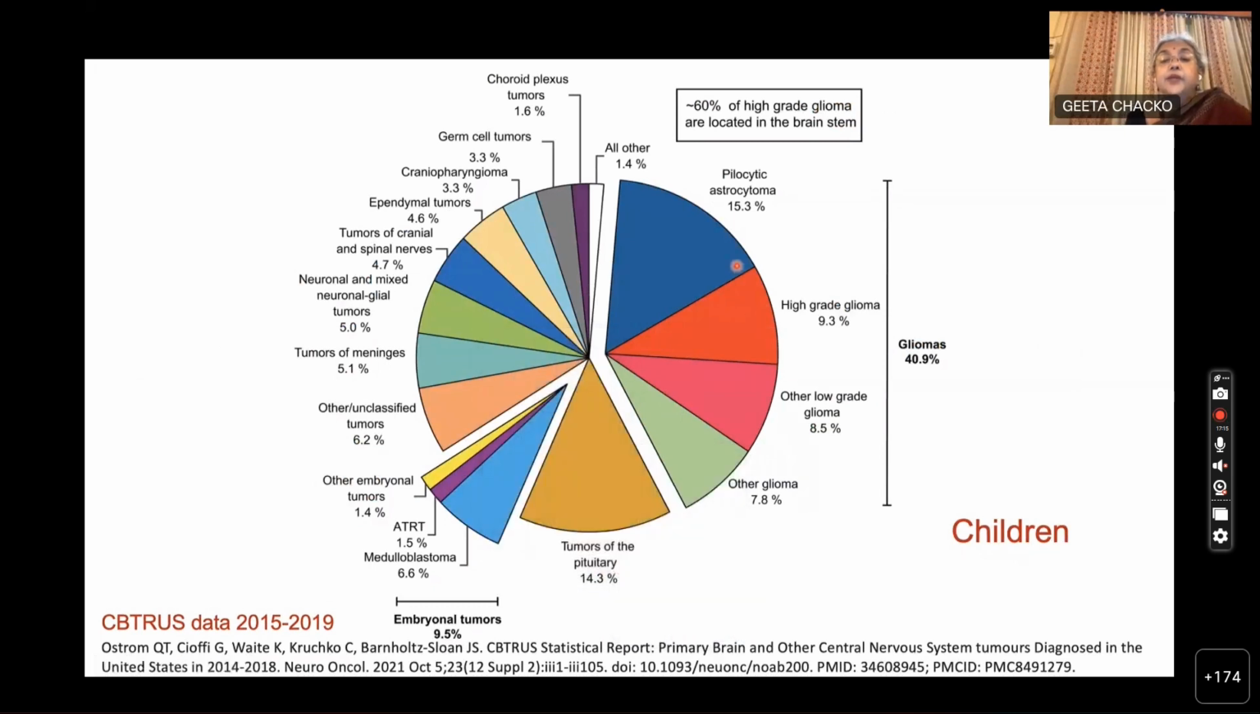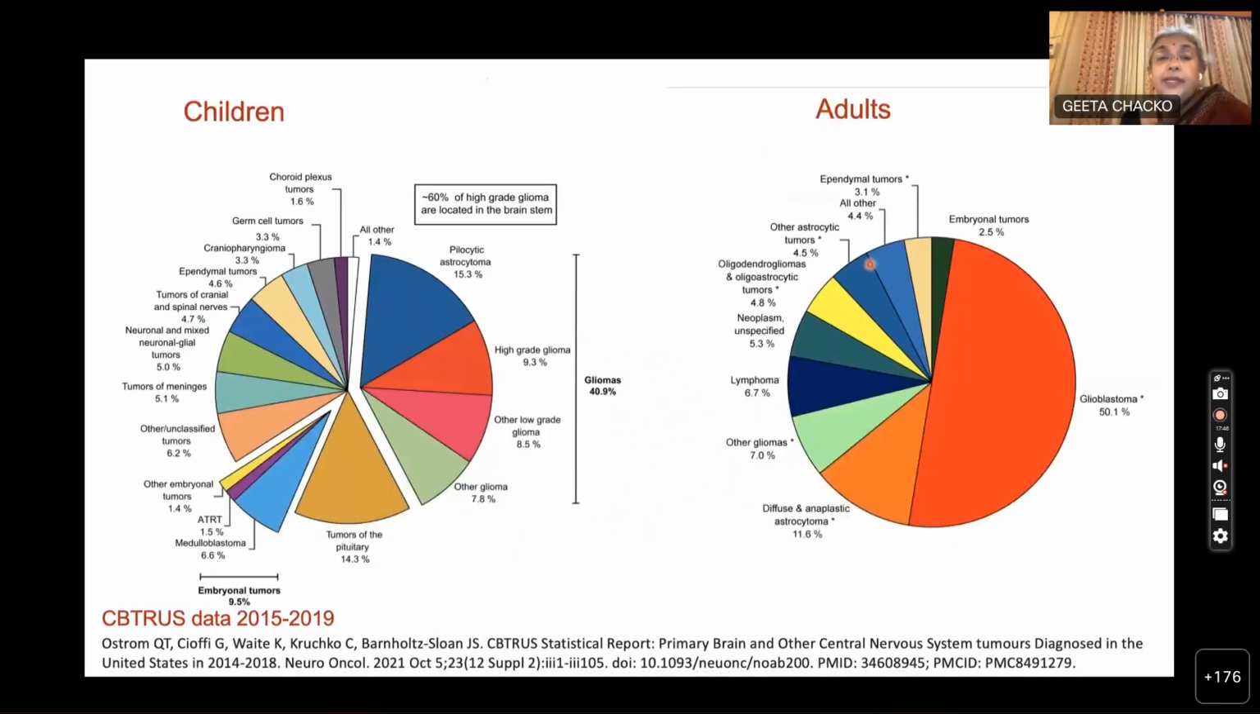Okay. So, if you see, pilocytic astrocytomas are fairly common in the young, in children. The other common tumors are the group of embryonal tumors, and that includes medulloblastoma, atypical teratoid rhabdoid tumor, and some other embryonal tumors. In the brainstem, 60% of the high-grade gliomas are located in the brainstem.